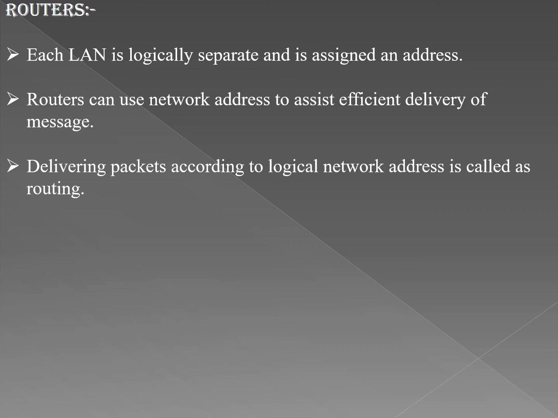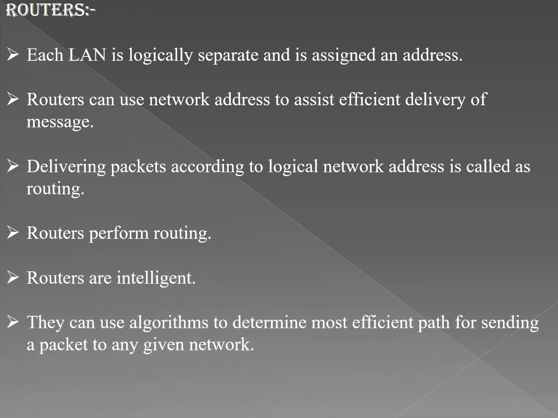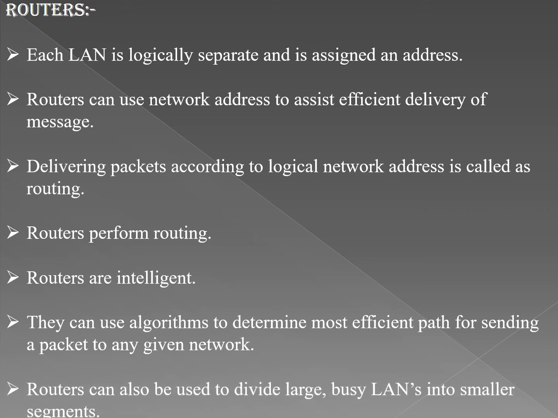Delivering packets according to the logical network address is called routing. That is, whenever a packet of data is delivered from one network to another network, the process is called routing. As we said, the router is going to do a routing process. Routers perform routing. Routers are intelligent. They can use algorithms to determine the most efficient path for sending a packet to a given network. So they use these algorithms, which are nothing but software, to determine the path and send the data to any network in a smooth way.